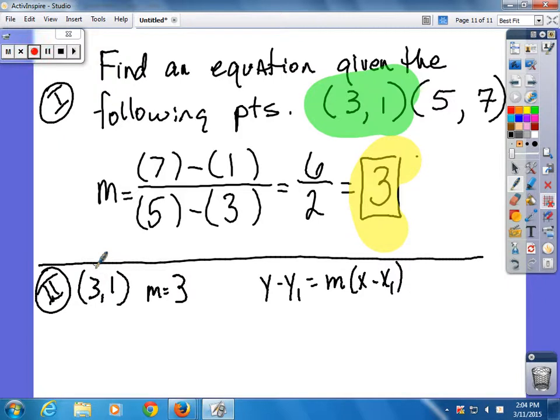You said numbers. I said, tell me what these numbers are. X sub 1 and y sub 1. The 3 is x sub 1, and there's a 1, y sub 1. So y minus parentheses is equal to parentheses times x minus parentheses. And what goes here? 1. What goes here? 3. And what goes here? Another 3.